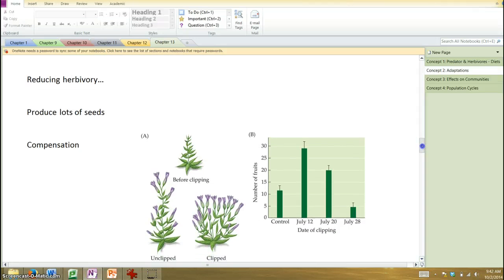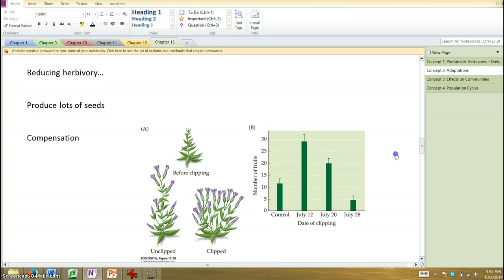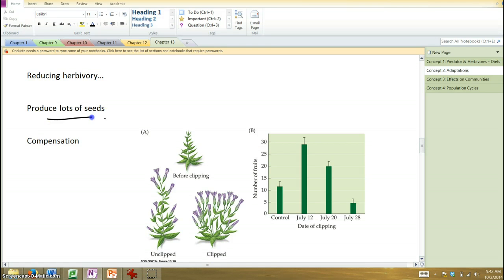Of course, with herbivory, plants, how do they do that? Well, of course, we already mentioned how they can produce lots of seeds, so many seeds that not all of them could possibly be eaten. There's also what we call compensation, and that is plants that are eaten, that is, parts of them are eaten, not the whole plant, but parts of them will stimulate growth.